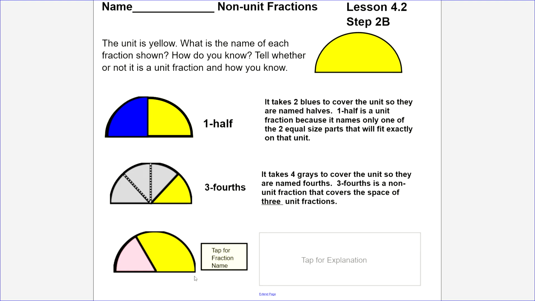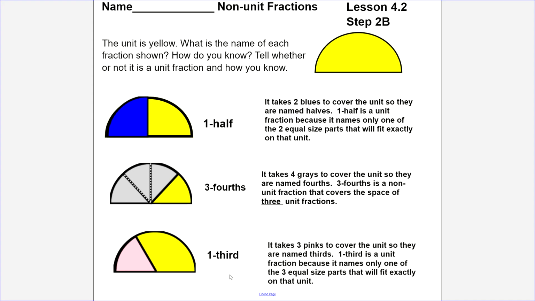Finally, look at this bottom fraction. The yellow piece is still the unit, so keep that out, but put your grays away and go ahead and get out the pink. What fraction is shown when there's one pink piece on the yellow unit? Yes, this is 1/3. Is this a unit or non-unit fraction? This is a unit fraction. It takes 3 pinks to cover the unit, so they are named thirds. 1/3 is a unit fraction because it names only one of the 3 equal-sized parts that fit exactly on the unit.